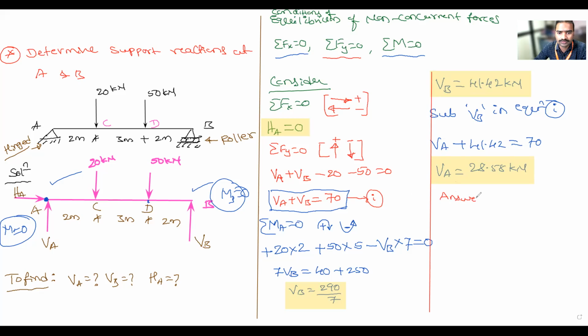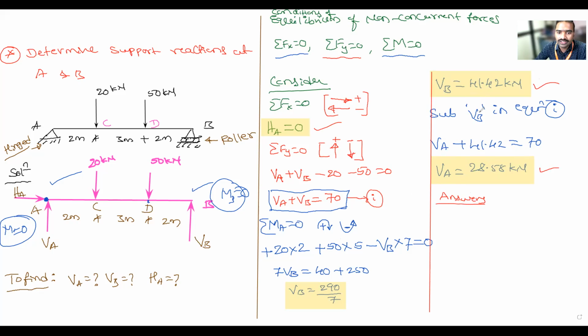Whatever HA, VA and VB you got. Minus 28 is coming? What did you say? Minus 28.58. See, 70 is here, and you have to do 70 minus 41, right? You did 41.42 minus 70, that is why you are getting a minus answer. Yes, sir. Okay.